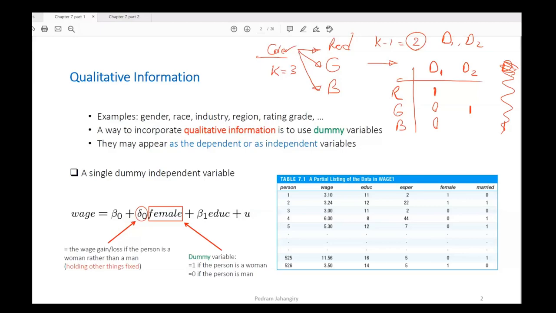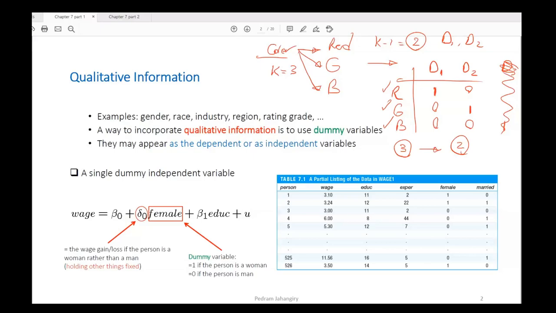If it is not 1, so it's 0, it can be either red or blue, right? Look at that. So I can say I'm able to define three classes using two dummy variables. How? If D1 is equal to 1, D2 is equal to 0, it's red. If D1 is equal to 0, D2 is equal to 1, it's green. And if D1 is equal to 0, D2 is equal to 0, it's blue. You see, so for three classes, I only needed two dummy variables.